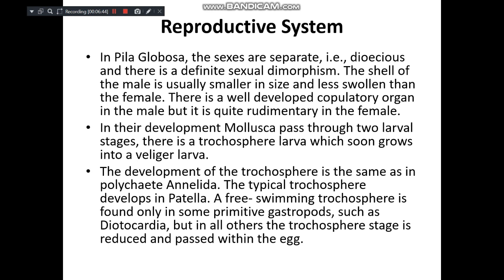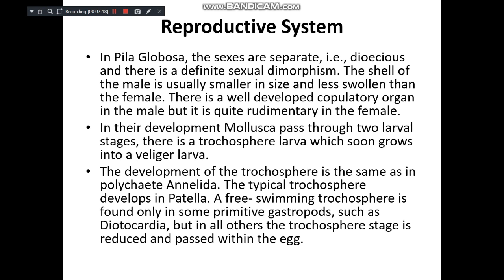In Pila globosa, the sexes are separate, that is, dioecious. And there's a definite sexual dimorphism also. What are the differences between male and female? The shell of the male is usually smaller in size and less swollen than the female. Female is more bulky. Male is less swollen.